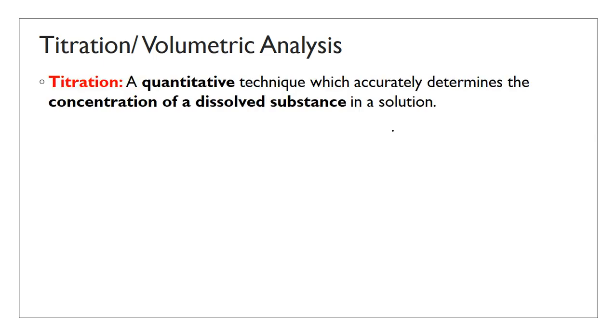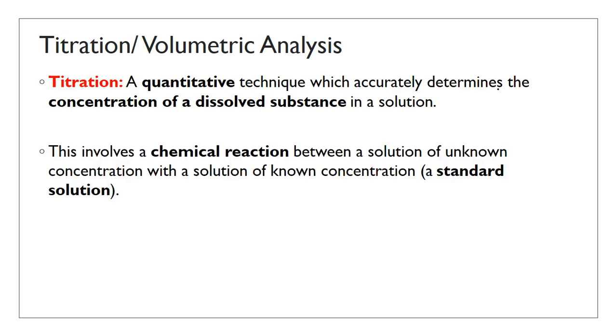Now, first of all, you need to remember that titration is a quantitative technique. A quantitative technique is a technique that is used to determine the amount of something. It accurately determines the concentration of a dissolved substance in a solution. So it's a technique used when you have a substance that is soluble in water and you want to work out the concentration of that substance in water.